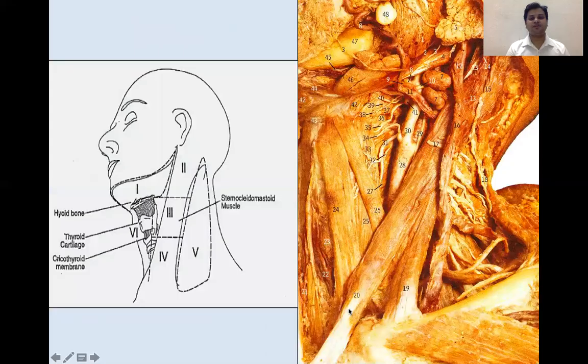Now come to the detail of this. This is level 1A and 1B. This is level 2, that is upper jugular. Level 3, that is middle jugular. Level 4, that is lower jugular. Lymph nodes in the posterior triangle are bounded anteriorly by the posterior border of the sternocleidomastoid muscle, posteriorly by the anterior border of the trapezius, and inferiorly by the clavicle. Then lymph nodes of the anterior triangle.